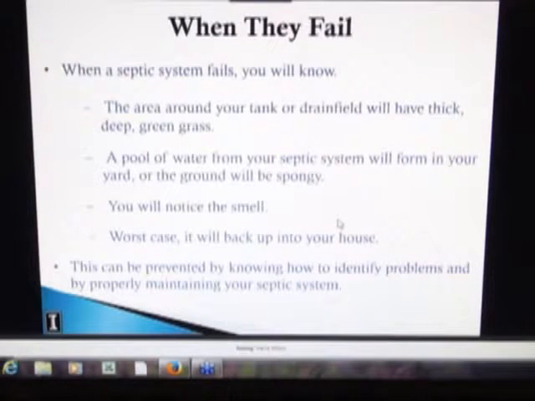It may form a pool of water, which, depending on when it is and how hot it is in the middle of the summer, not only is the ground spongy, but you'll notice the smell. I mean, it is your septic system. And worst case, if it plugs up the entire tank, it could back up into your house. And it's estimated 10 to 20% of systems have had this happen.